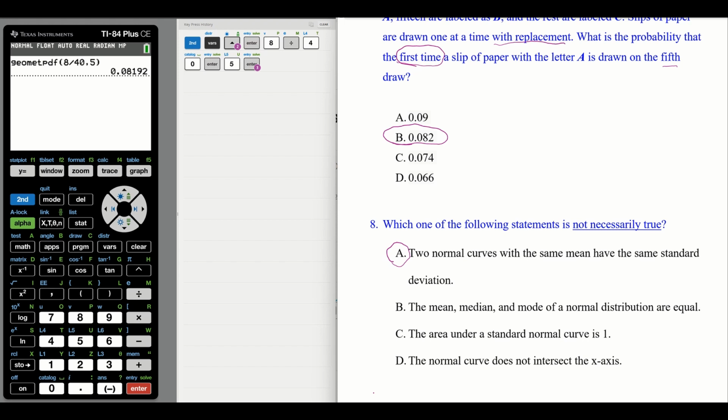We're going to make sure that B, C, and D are actual properties that are part of the definition. B, the mean, median, and mode of the normal distribution are equal. Oh, absolutely. That is a true statement. C, the area under the standard normal curve is 1. Yes. Remember, because we can subtract things from 1 to get the values that we need if they're on the right side. Now for D, the normal curve does not intersect the x-axis. Yes, and if you remember the image, even when we did it on the calculator, your nice, pretty line never reached it.